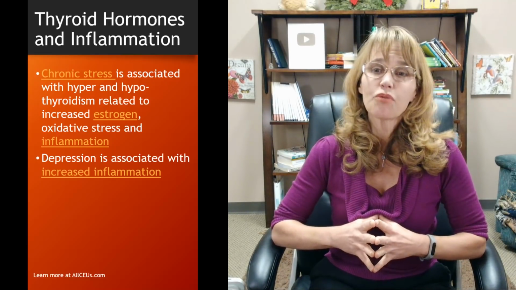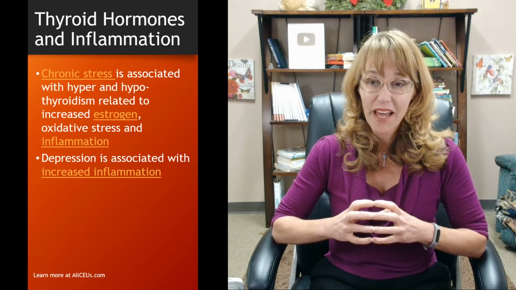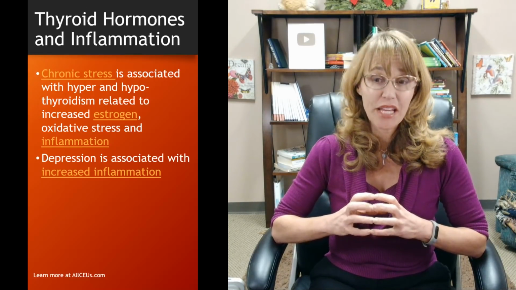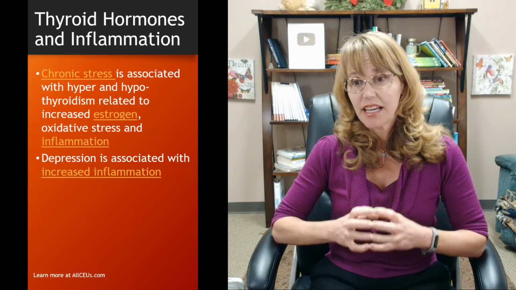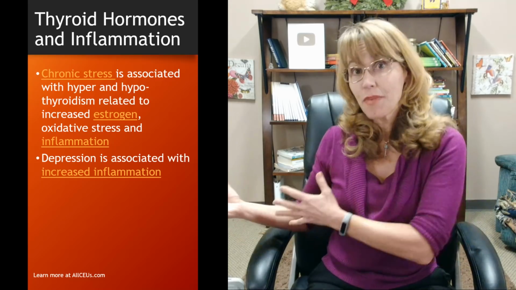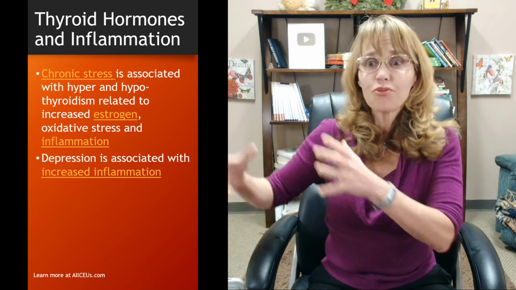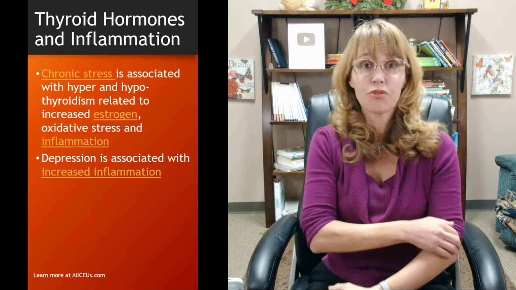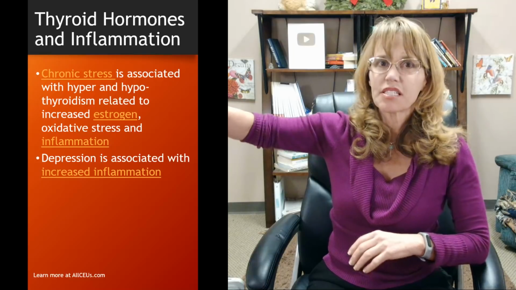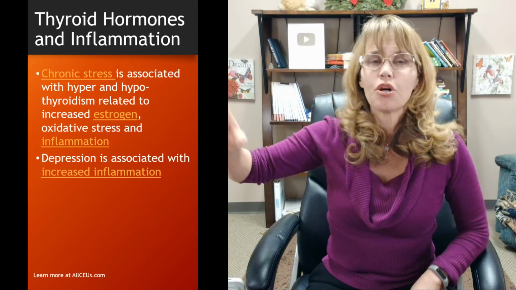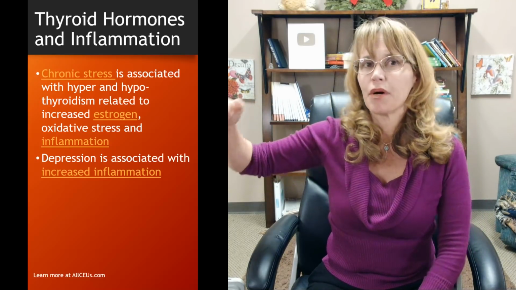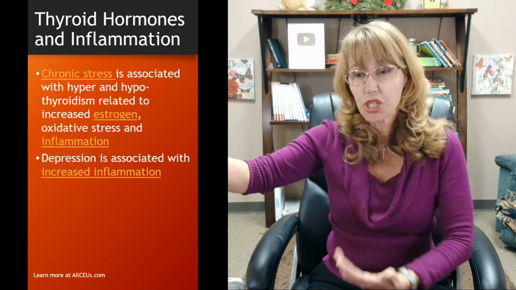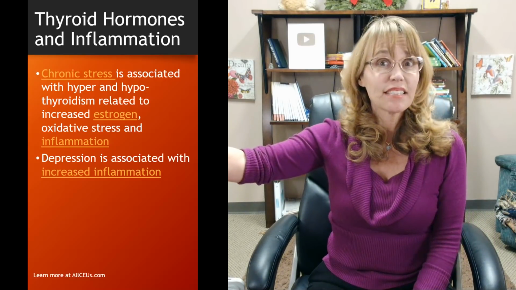Chronic stress is associated with both hyper and hypothyroidism, related to increased estrogen, oxidative stress, and inflammation. Depression is associated with increased inflammation. When we have stress that goes on for too long and we start having increased inflammation because that cortisol loses its ability to suppress inflammation, we also start seeing the system turn down its sensitivity, which means there's less thyroid stimulating hormone, which means there's less T3, which means there's often lower metabolism, people feeling slower and more depressed, and increased inflammation.